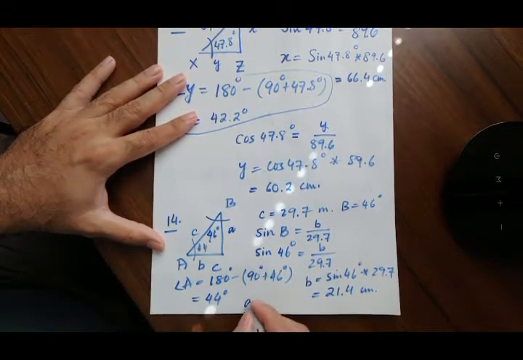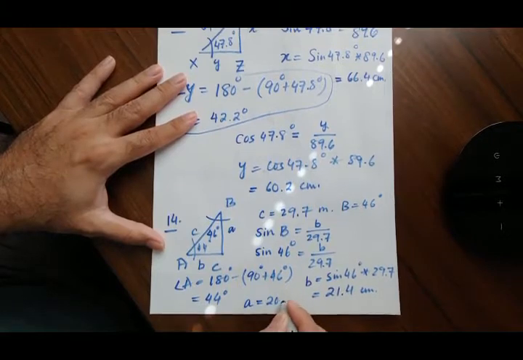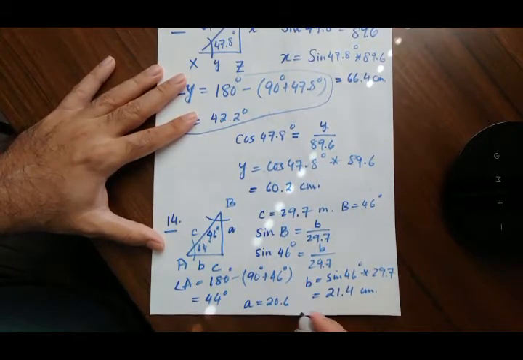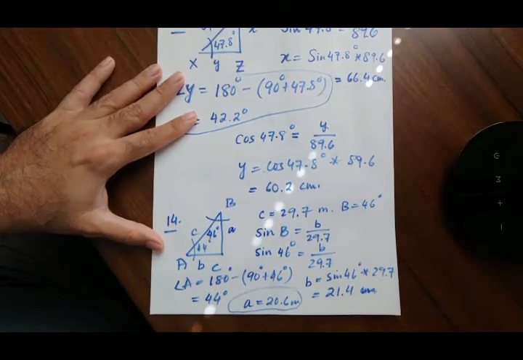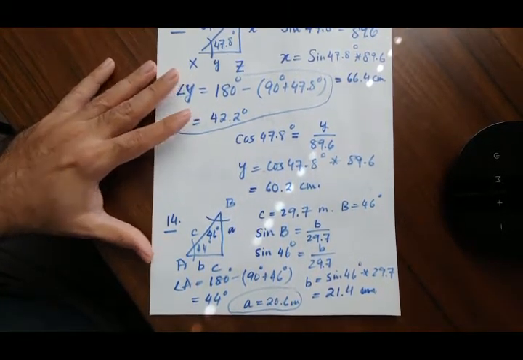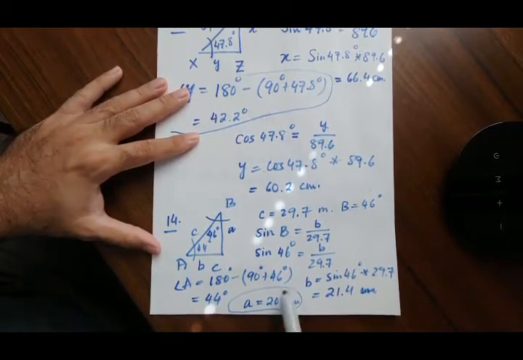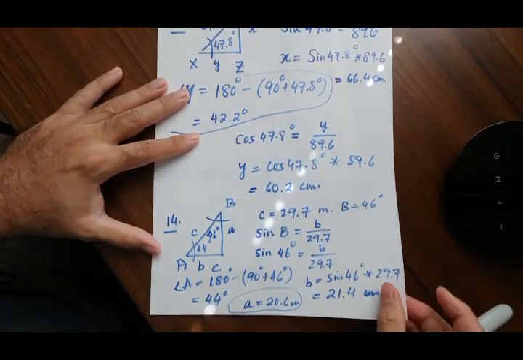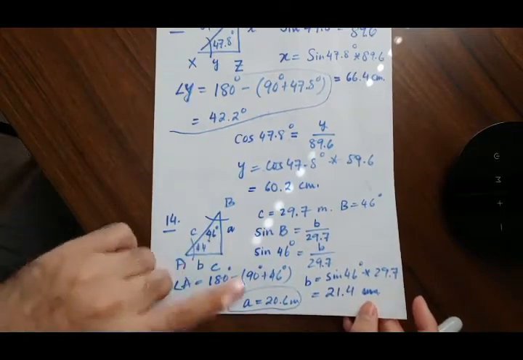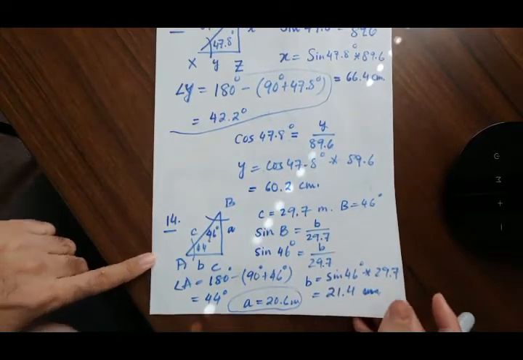Similarly, we can find a. a will be 20.6 meters. And how can this be found? This can be found from cosine. Cosine of 46, I can solve that. So that's the way we can find all the sides and all the angles for number 14.